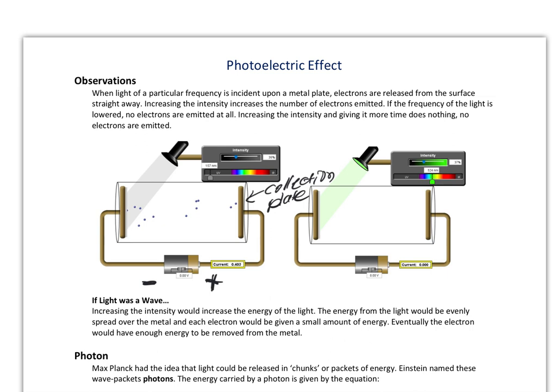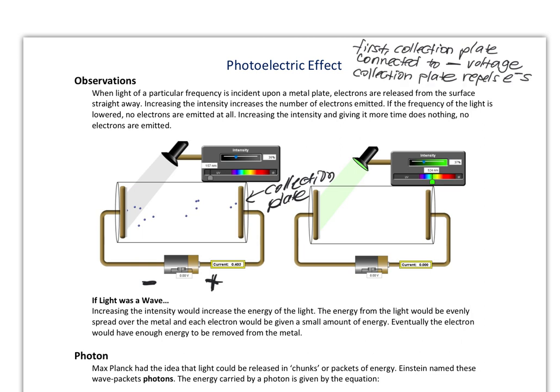the collection plate. But first, before they did that, they actually connected the collection plate to the negative terminal, which seems not to make sense because if it's electrons that are being transmitted from the emission plate to the collection plate and the collection plate is negative, then those electrons are going to be repelled by the collection plate. So that collection plate is repelling the electrons unless those electrons have enough energy to overcome that repulsion.